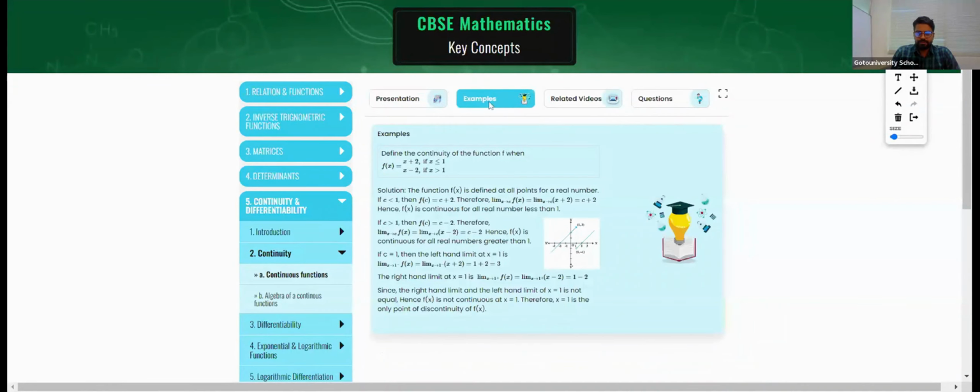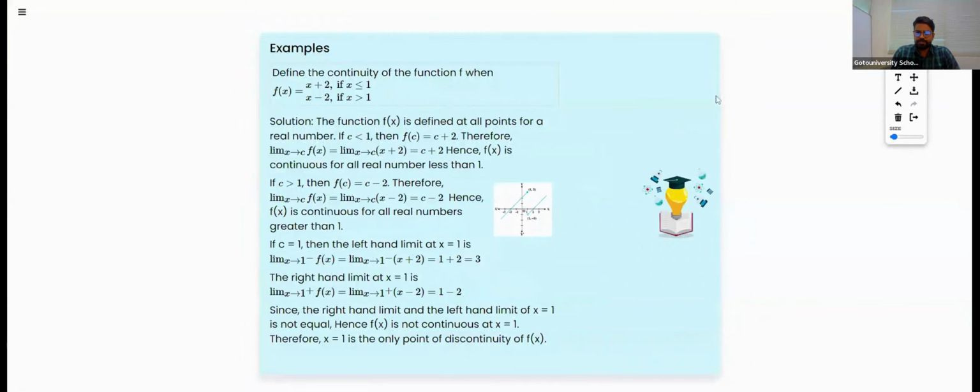So let us try to understand continuity with an example. How do we discuss continuity and what kind of questions are we expecting here? You can see this. Yes. Let me read the question to you. The question says, define the continuity of a function.